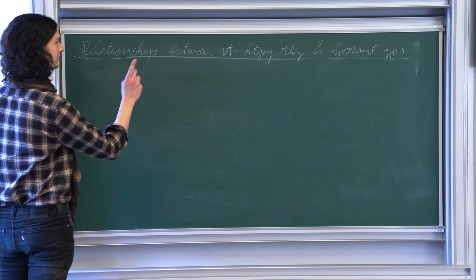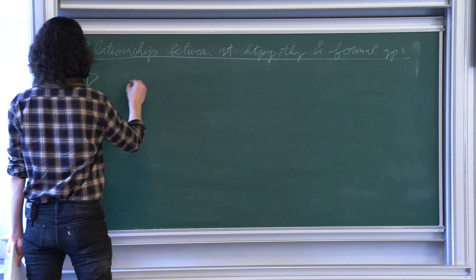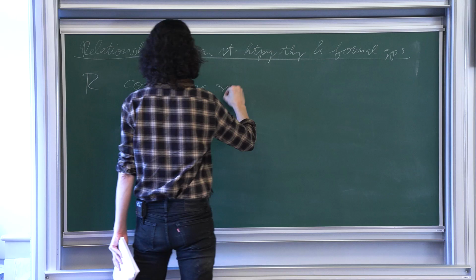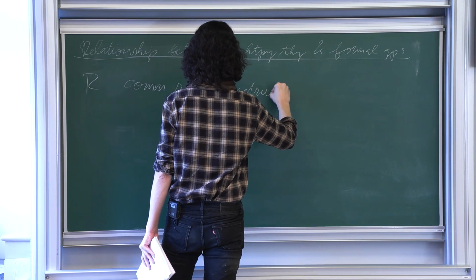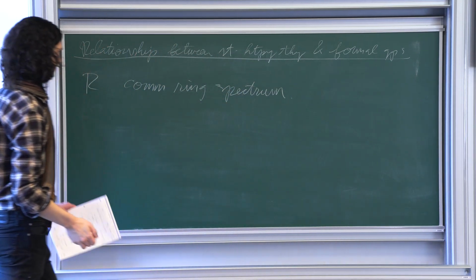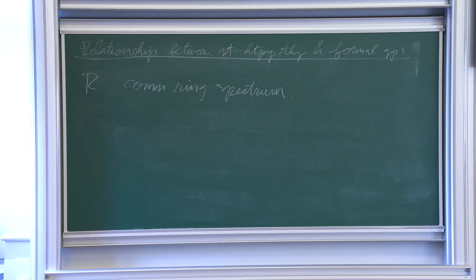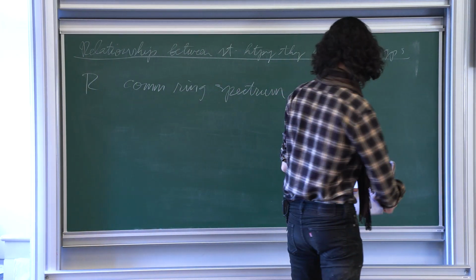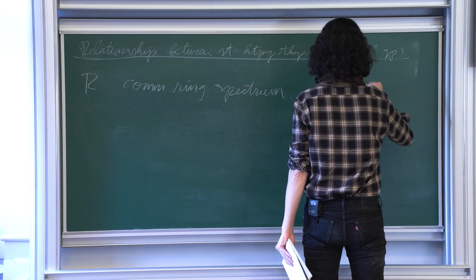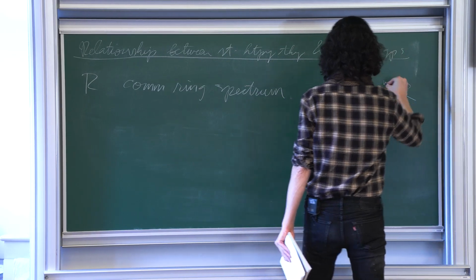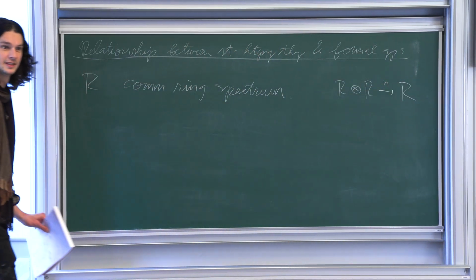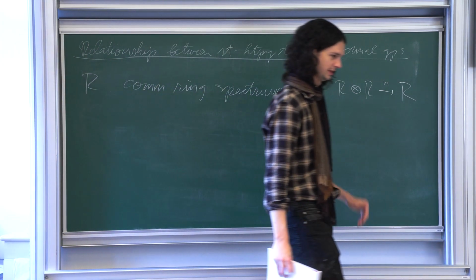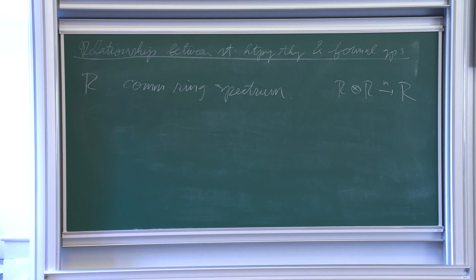So now, I'm going to change my notation a bit. R will be a commutative ring spectrum. You might ask what I mean by that. For what I'm about to say, it's sufficient to think of it as follows: you're given some multiplication map like this, and it should certainly be commutative, associative, and unital up to homotopy, and that's actually sufficient for what I'm going to talk about.